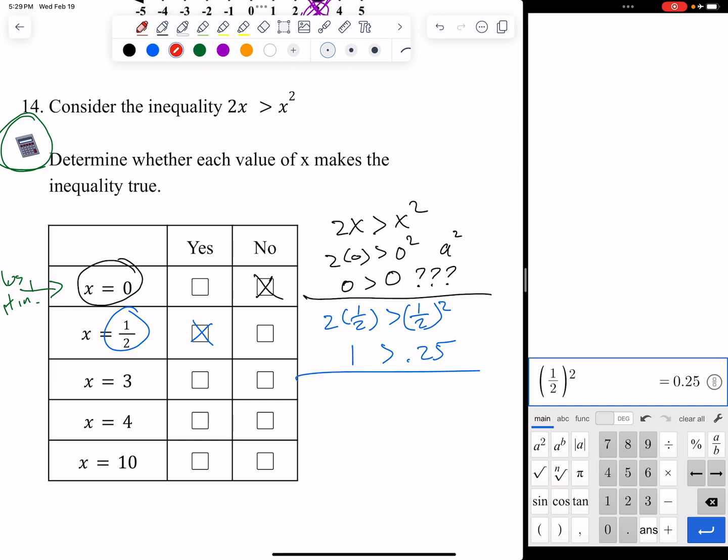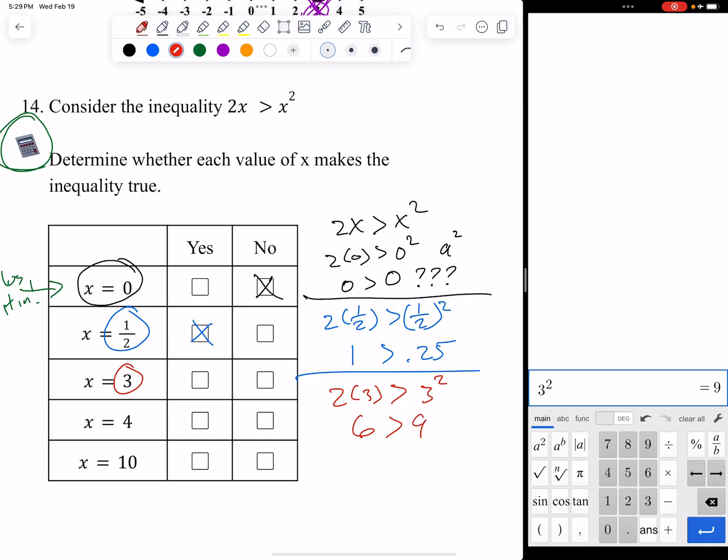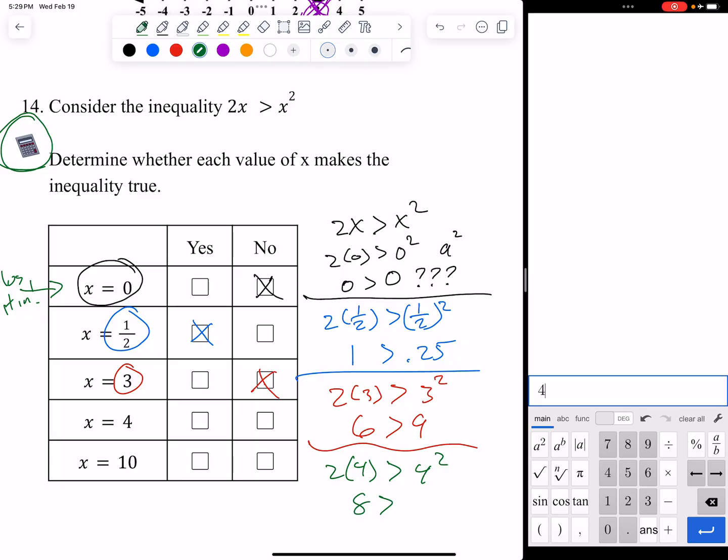Next one. x equals 3. So 2 times 3 is bigger than 3 squared. 2 times 3 is 6. Then I have 3 squared, that equals 9. Is 6 bigger than 9? No. Can you kind of tell the pattern already? Because now these 3's and the 4 and the 10 are getting bigger. So 2 times 4 is bigger than 4 squared. That gives me 8 bigger than, what's 4 to the power 2? 16. Is 8 bigger than 16? No.